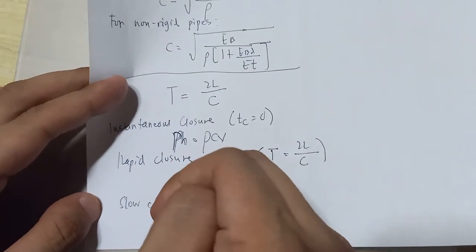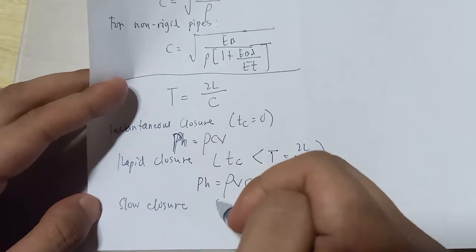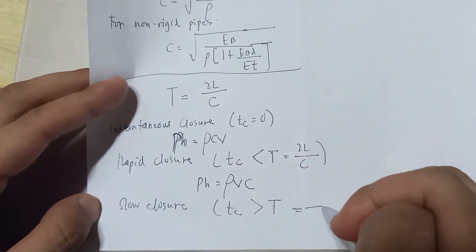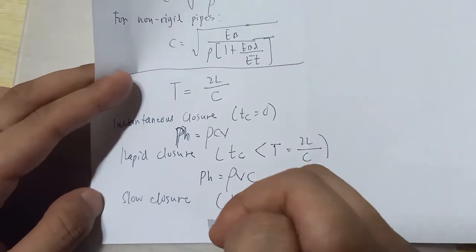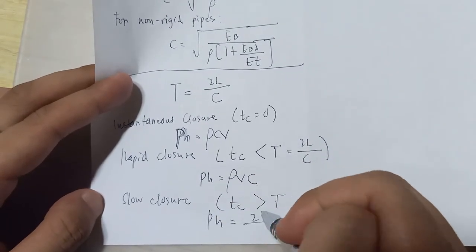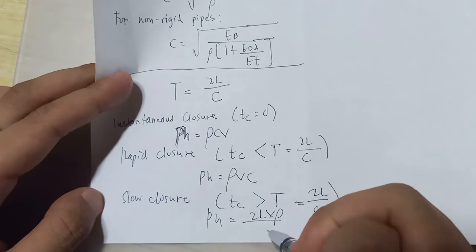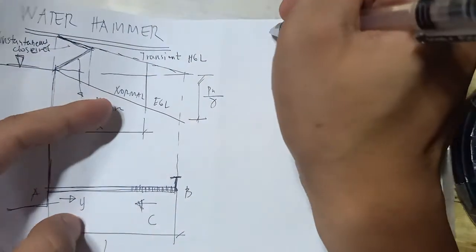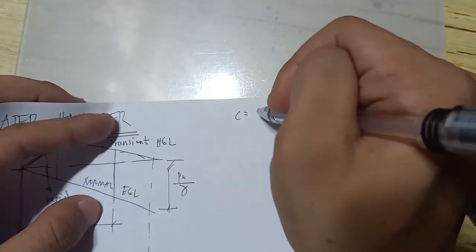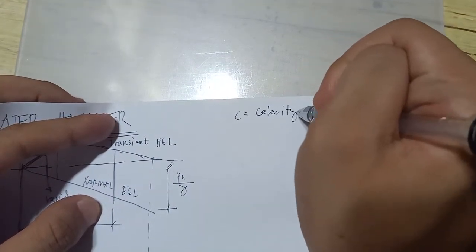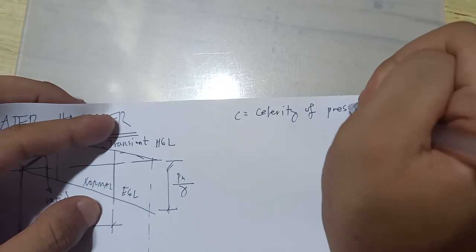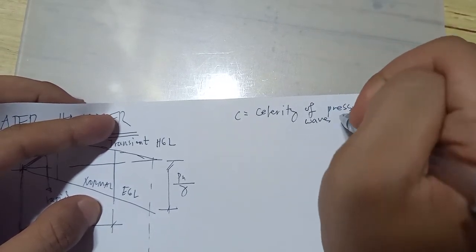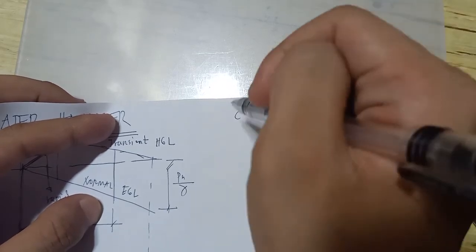For slow closure, TC is greater than T, which is 2L over C, and pH now is 2L V rho over TC. So C here is the celerity of the pressure wave in meters per second.